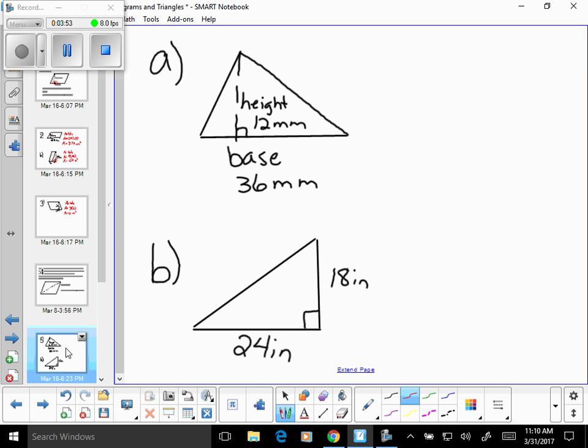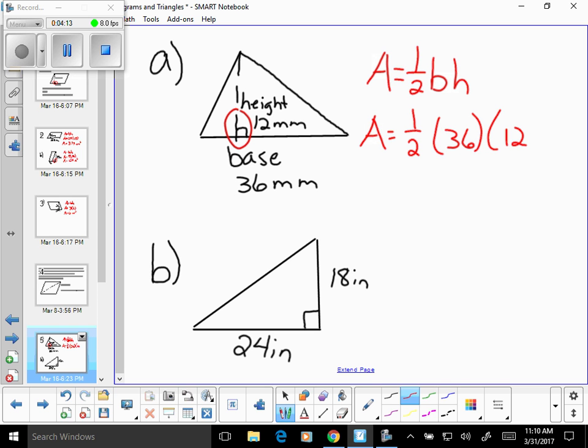If we look at our first example here, yes, I look for that right angle symbol down in there, and the height is 12, the base is 36. In this situation, don't forget your formula, 1/2 BH, 1/2, my base here is 36, my height is 12. Now, I have to be very careful. I can only take half of one of those numbers. I can either take half of the 36 or I can take half of the 12.